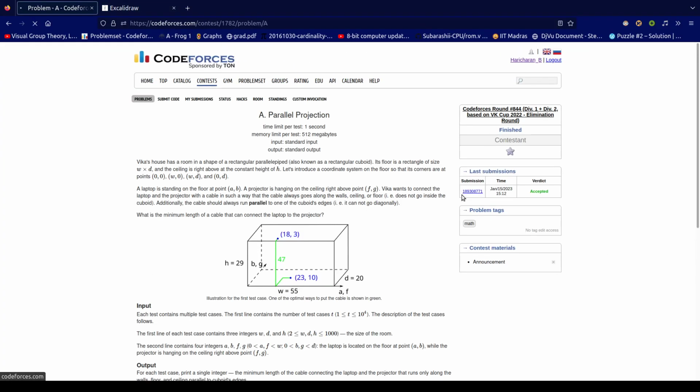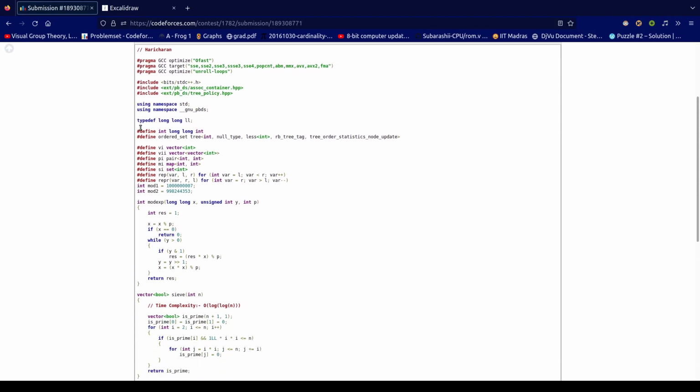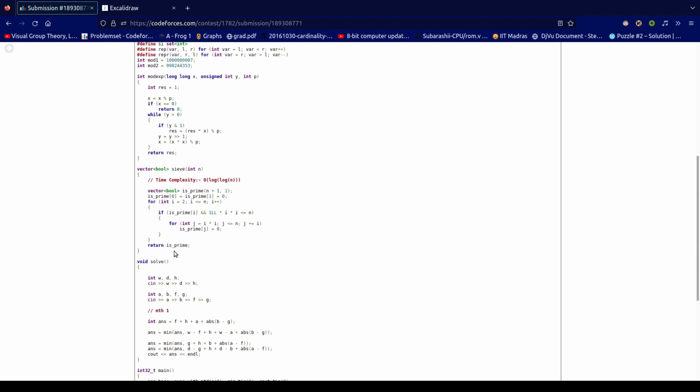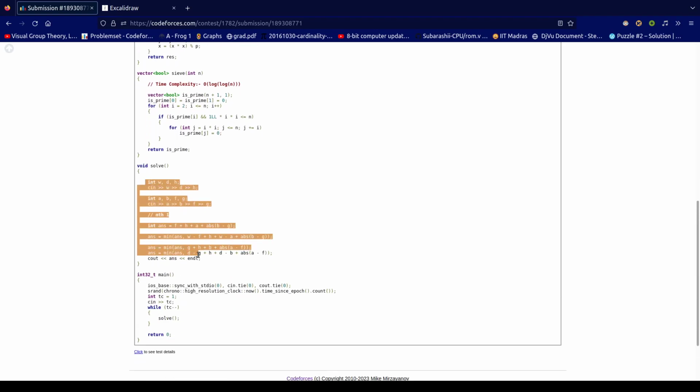So I'll just show you through the code also. If you have a look at this code over here, I have some other extra things which we won't bother about here. Let's just look at the solve part. So we just have our W, D and H, that's the width, the depth and the height of the room. We also have A comma B and F comma G, that is actually the position of the laptop and the projector. And based on this, the answer would be the minimum of all four of the things I talked to you about.